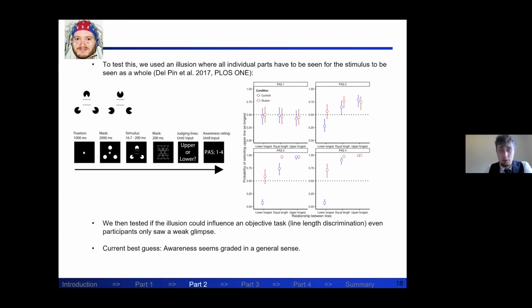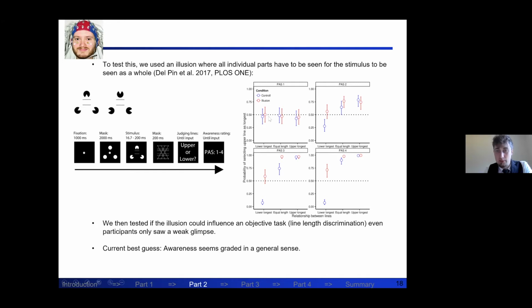And then he, of course, modified the physical line length here, and then compared participants' probability of saying that the top line is the longest across these different conditions and across awareness ratings. And that's what we plot here. So this is the case where the lower line is physically longest, where they're the same length, and the upper line is longest. And we have the control and the illusion stimulus in each of these cases for awareness rating 1.